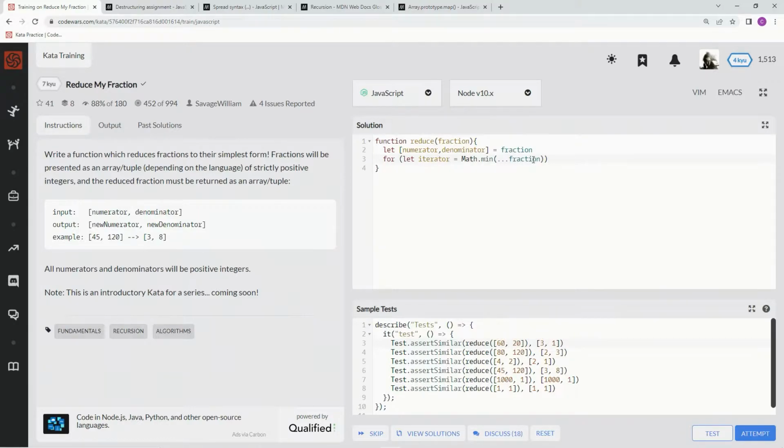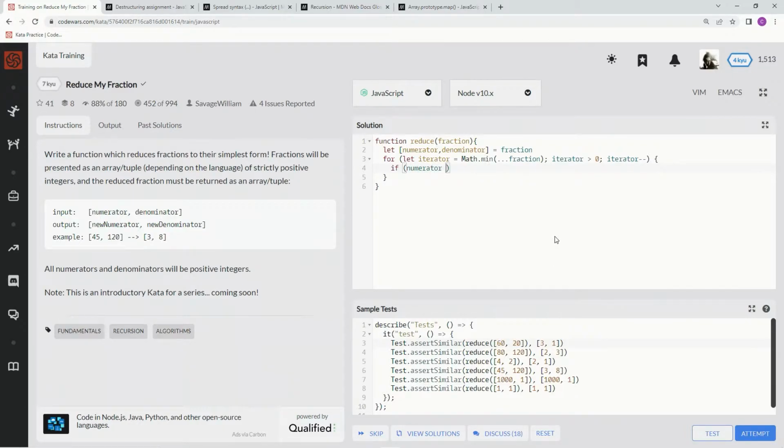All right, so now we've got that. We're going to say while iterator is greater than 0, since we're going backwards, we're going to say iterator minus minus, all right? And then put that right here, and we're going to start it up. We're going to do an if statement in here. We're going to say if, and now we're going to find the greatest common factor, right?